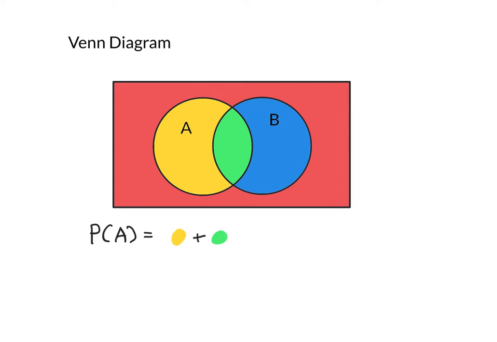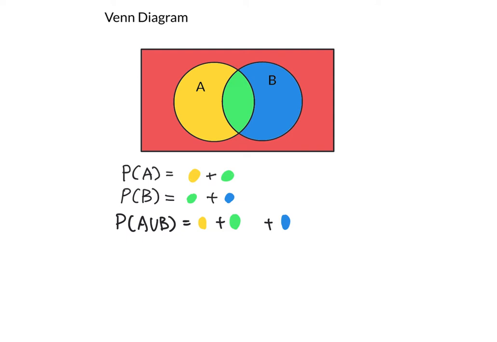Then how about the probability of B? The probability of B to happen is the green part and the blue part. That means the circle for that. Then of course we can talk about the probability of A union B and the probability of A intersection B. For union, the probability of A union B is like the probability of A or B. So the region will be the yellow one, the green one, and the blue one. The probability of A intersection B means the probability of A and B. So it's only the green part.